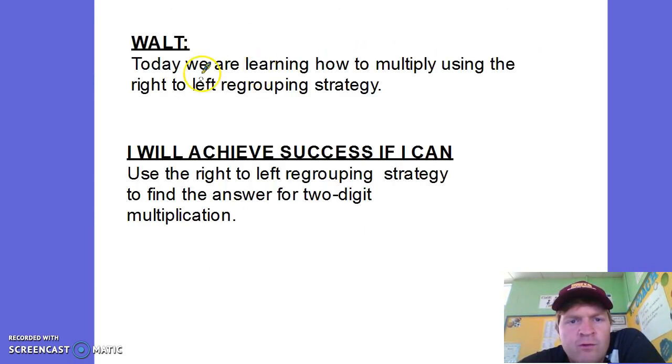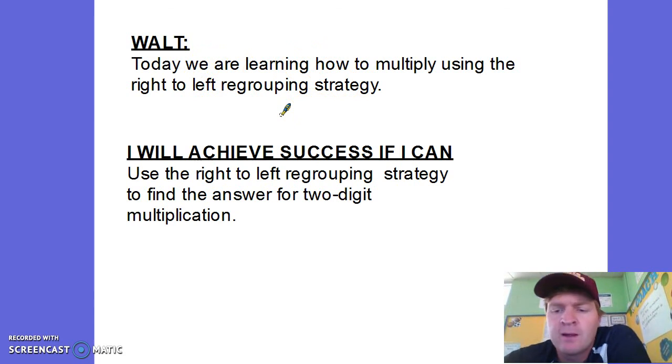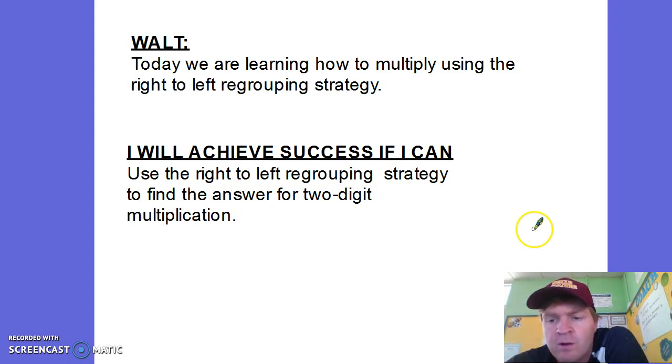Our goal was to learn how to multiply using the right to left regrouping strategy. Hopefully, with a few questions, you'll be able to answer them for homework. Remembering that number fact knowledge is crucial. Having your number in the correct place value is crucial. And if you can achieve those sort of things, this strategy can be easy. If you have no knowledge of number facts, it can be quite hard.